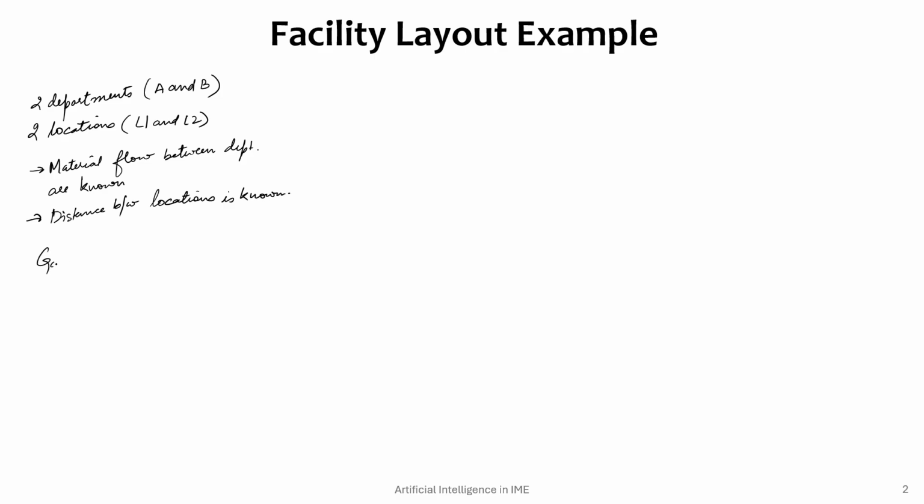and the goal of this problem is to minimize the total transportation cost. And what is the formula for calculating this cost? This is flow into distance, right? So we need to assign these two departments to these two locations, right?